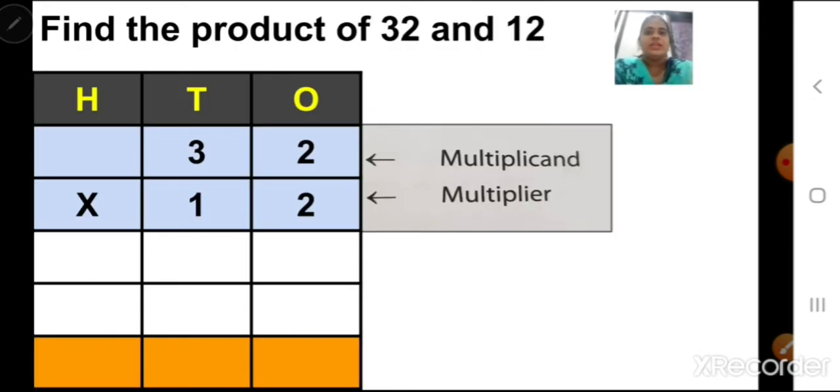Children, look at this example. Find the product of 32 and 12. Whenever we see the word product, it means we have to multiply. Correct? It is the key term. Now 32 is our multiplicand and number 12 is our multiplier. Now children, it is multiplication of two-digit numbers.